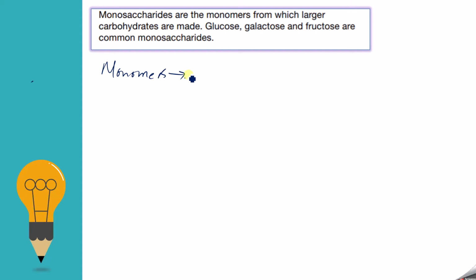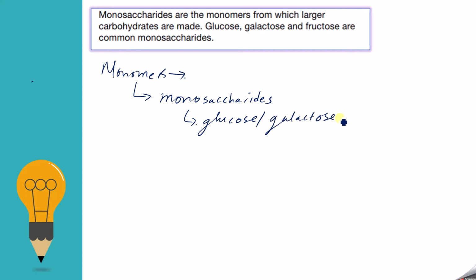Now we have different types of monomers, and one we've just been introduced to is monosaccharides. Now examples of these monosaccharides or these monomers would be glucose, galactose, and the last one is fructose. So don't worry, I'll be going through each and every one of these.